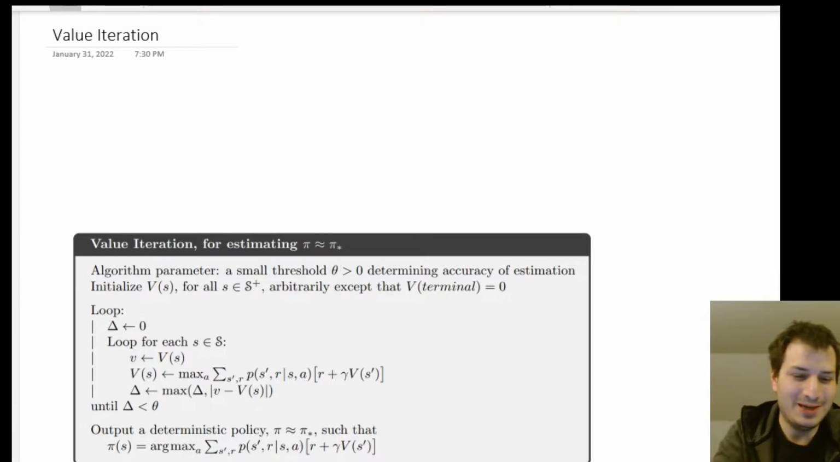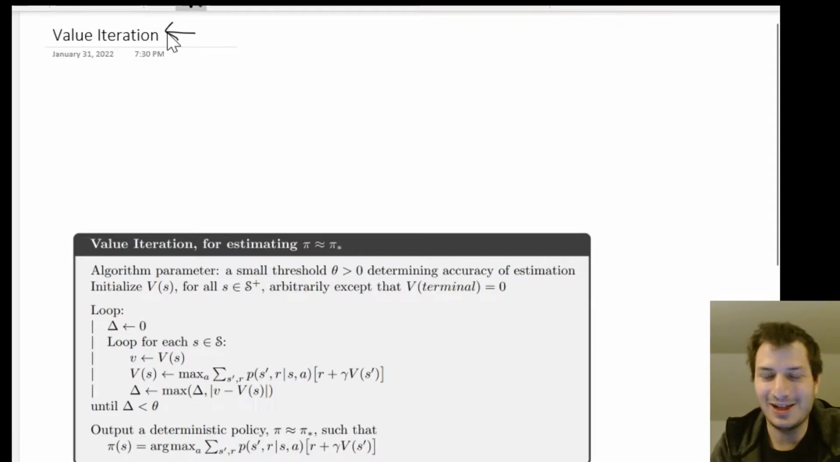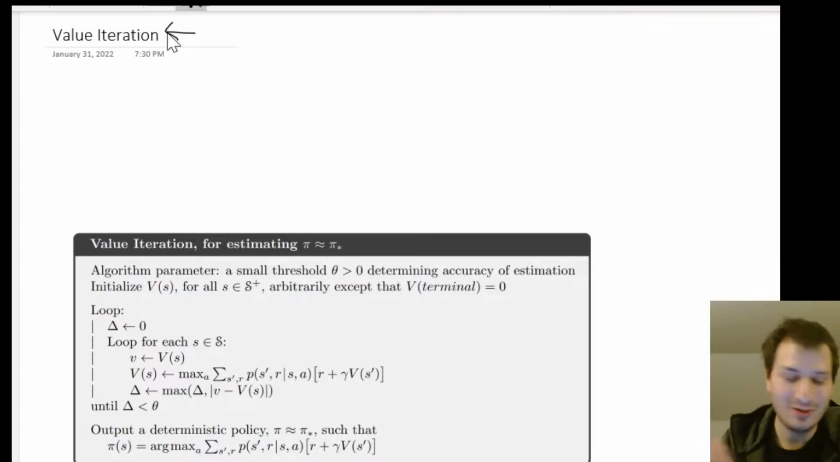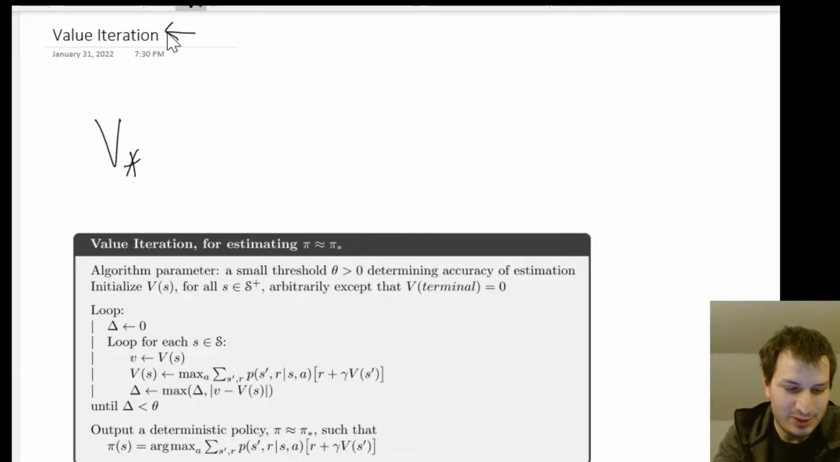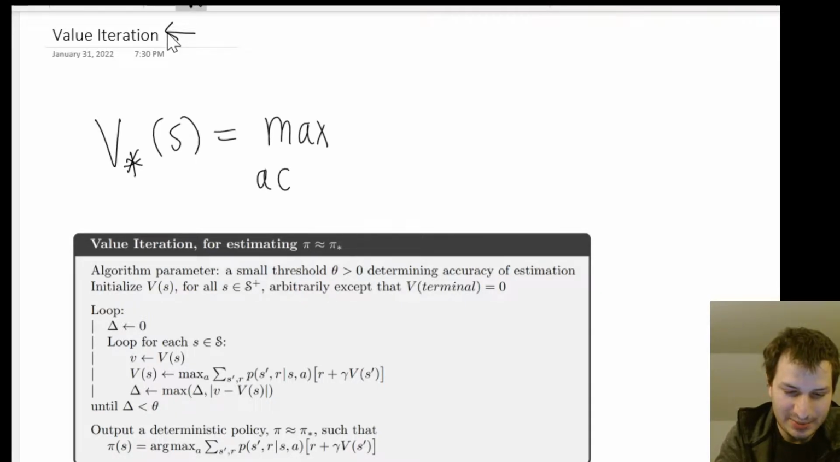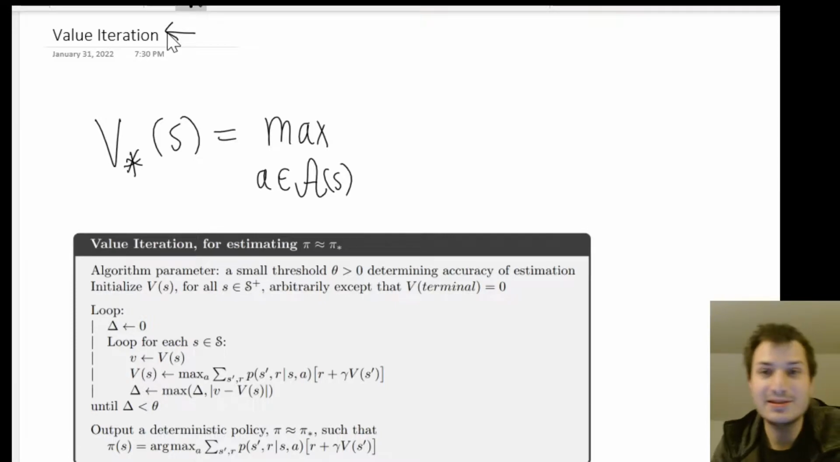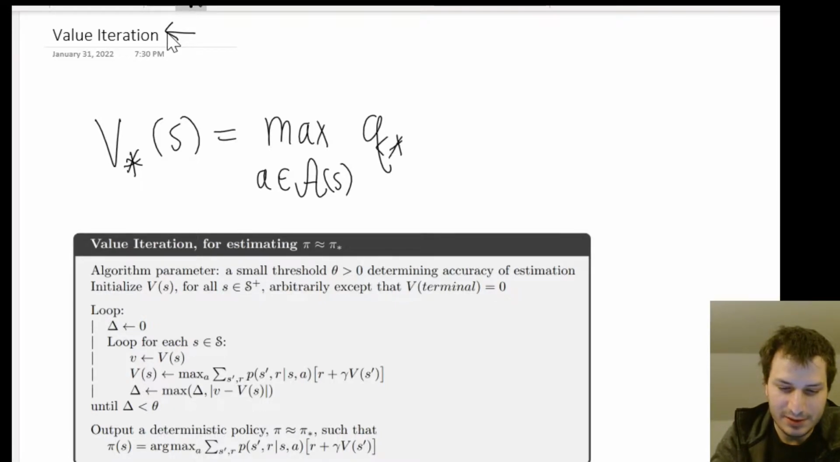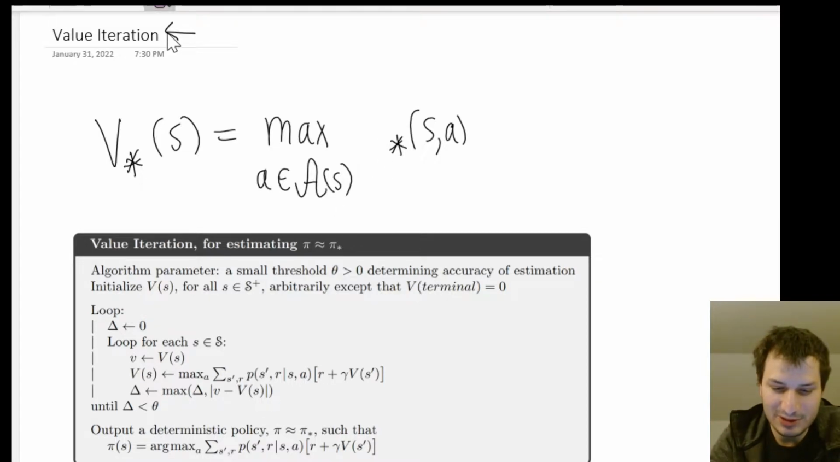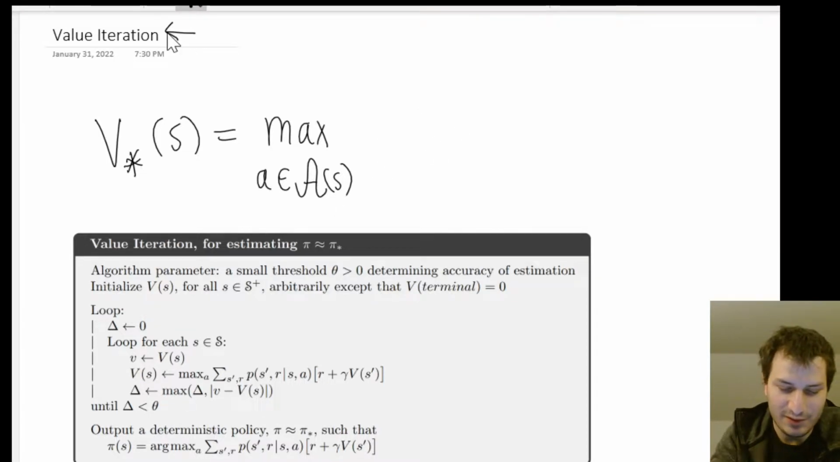This video is about the value iteration algorithm, which is a way to solve the Bellman equation. So the Bellman equation is for this optimal value. The optimal value is the maximum over all possible actions you can take now from state S of what happens if you follow the optimal policy later. And this in turn can be written in terms of the value function.